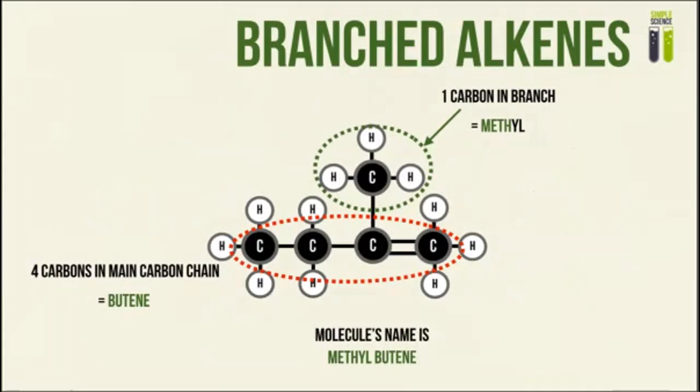So in this case, we have a branched alkene made up of a main carbon chain of 4 atoms of carbon, including a double bond there. And in the branch, we have 1 carbon atom. So the branch gives a prefix of methyl, and the suffix of the molecule follows the name of the main carbon chain. So in this case, we have 4 carbon atoms in the carbon chain, so it's going to be butene. So the whole molecule's name is methyl butene.